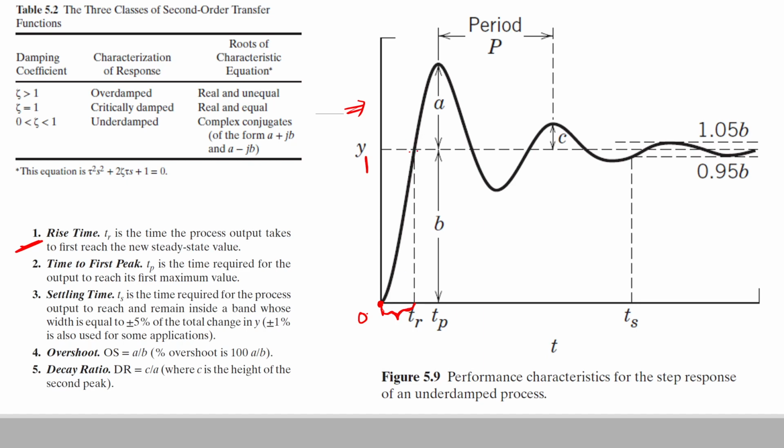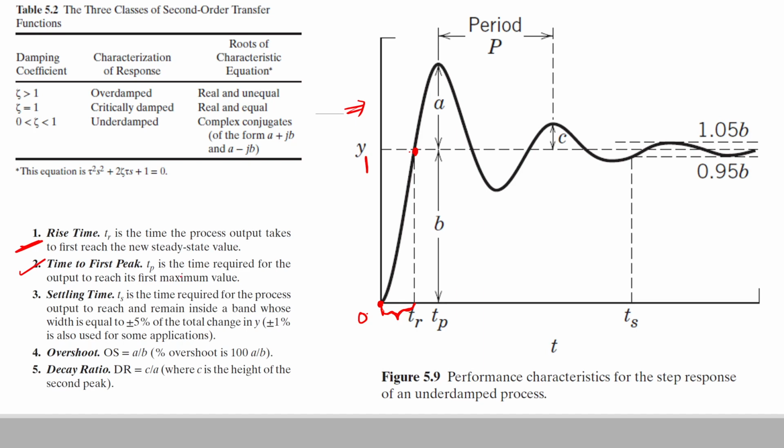So the system may not be stable at this point. Eventually it will undergo oscillations and then reach a steady state point, but still rise time, we define it as the first instant at which the steady state has been reached. Now the second time is the time to first peak.